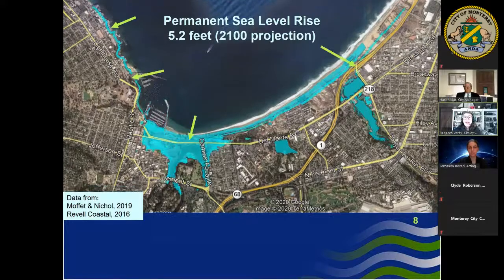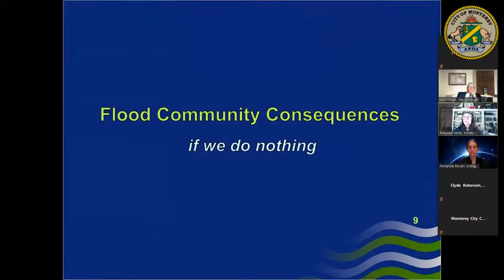Advance, please. And here at 5.2 feet of sea level rise, or end of century, we're looking at the Highway 1 off-ramp flooding, a much larger area of downtown, and the Coast Guard Pier access road as well. So those were the areas we needed to look at. Advance, please. Frederick's going to jump in and talk about the consequences if we do not act.